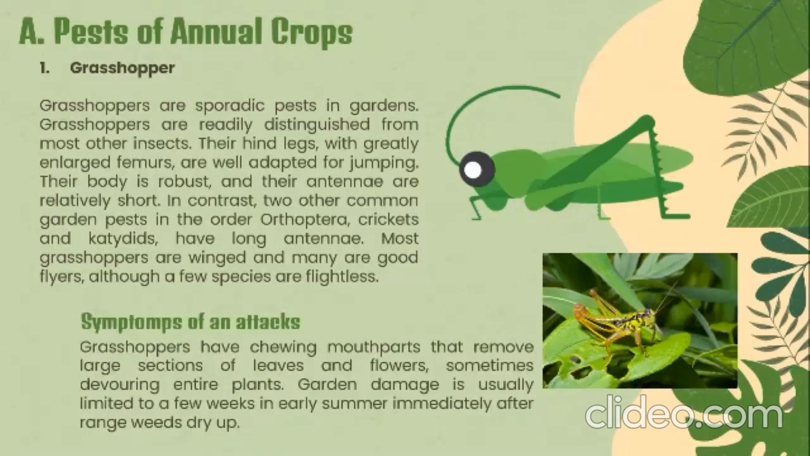Most grasshoppers are winged and many are good flyers, although a few species are flightless. Symptoms of the attacks: because grasshoppers have chewing mouthparts, they remove a large section of leaf. They can sometimes devour the entire plant. Garden damage is usually limited to a few weeks in early summer, immediately after range wheat dried up.